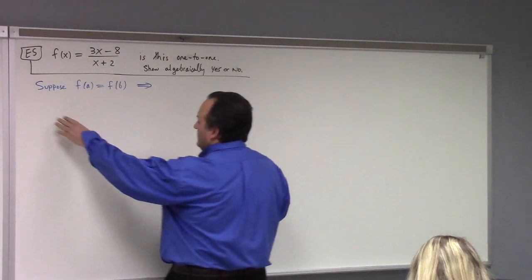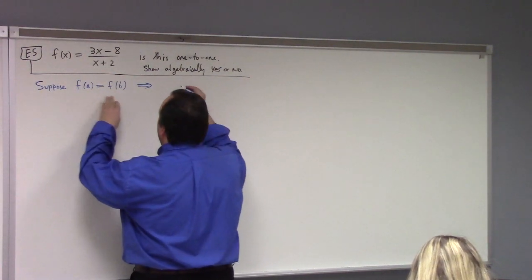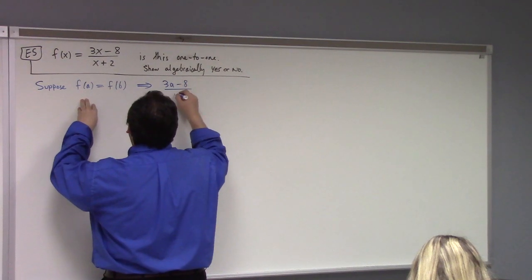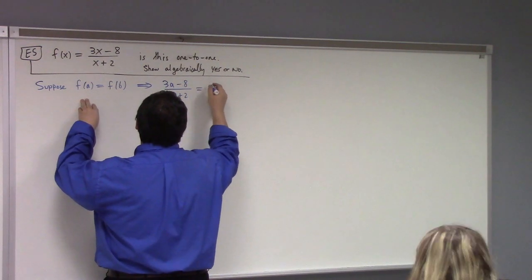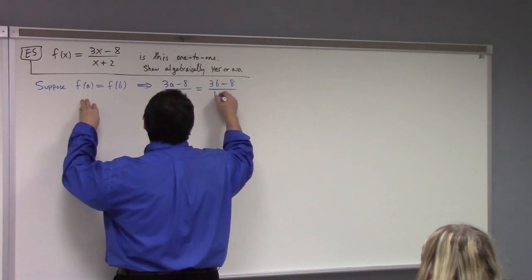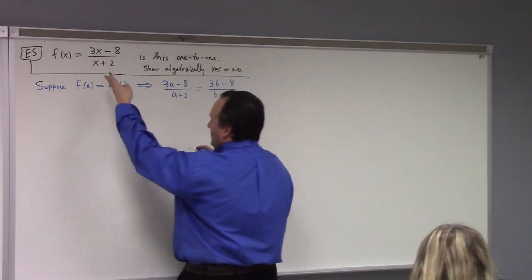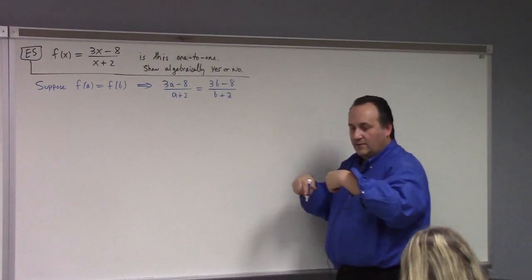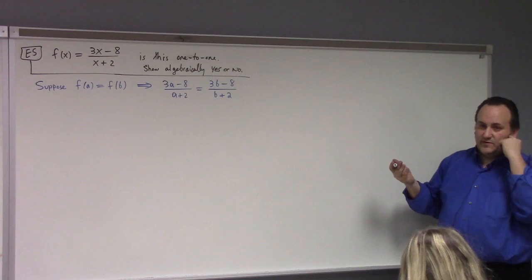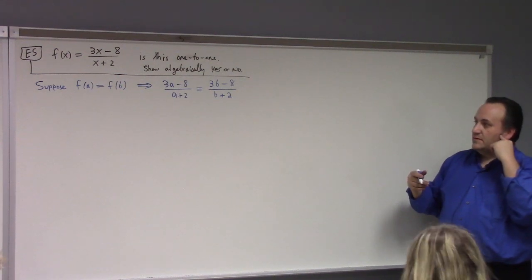Okay, so suppose f of a is equal to f of b. Then that implies that (3a minus 8) over (a plus 2) is equal to (3b minus 8) over (b plus 2). See, I just took the formula for the function and wrote a or b respectively in the place of x, okay? Now I'm going to do algebra. So what do we do?